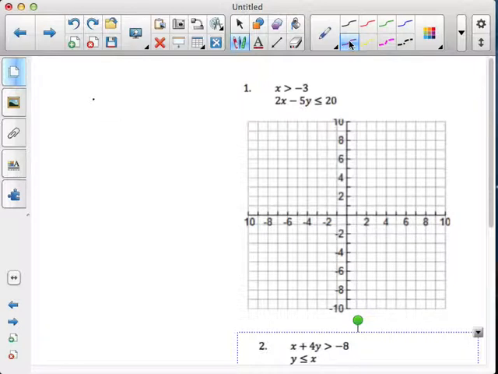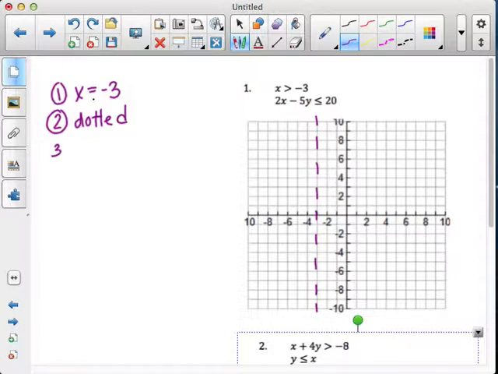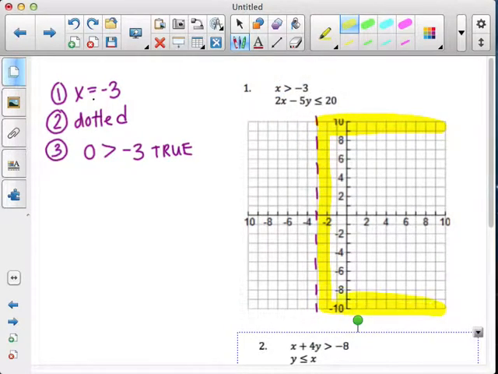x is greater than -3. So first I'm going to graph it as if it's an equality. x equals -3. Remember, that's a vertical line, and it's going to be dotted. So here's this. Now greater than -3. All the points where x is greater than -3 are going to be shaded to the right. I can use a test point if I want to. I could pick 0, 0. 0 is greater than -3, true. And so I shade to the right. Either way, I know that I'm going to have to shade to the right. So shading to the right is all of this over here.